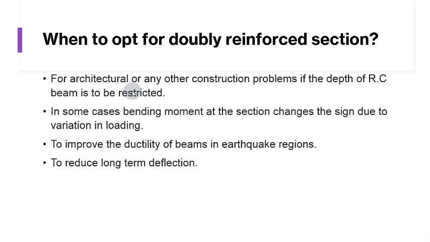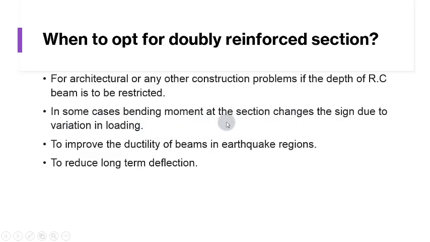But suppose if you are working with a fixed grade of concrete and fixed depth of the beam, then your limiting moment carrying capacity is going to be fixed. So the obvious choice which you have is to go with a doubly reinforced section. Now next is, in some cases bending moment at the section changes the sign due to variation in loading. For example, situation when we have moving load which is acting in a continuous beam, that can also result in change in bending moment sign.